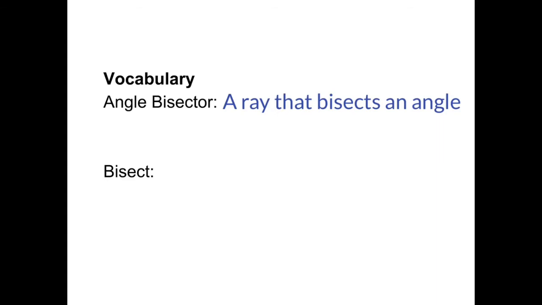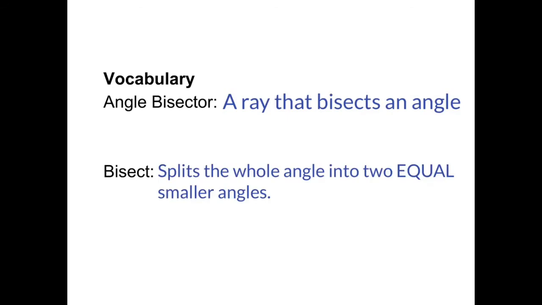So an angle bisector is a ray that bisects an angle. Well, what does it mean to bisect? Bisecting an angle is just like the midpoints of a segment. Bisect splits the whole angle into two equal smaller angles. So notice that the equal word is in capital letters because there is emphasis that they are equal parts.